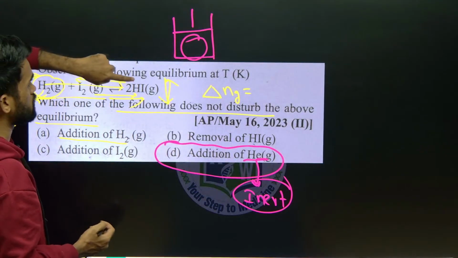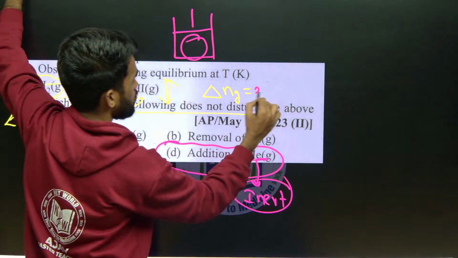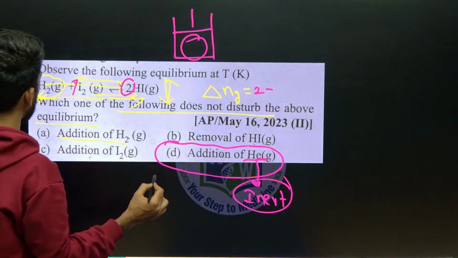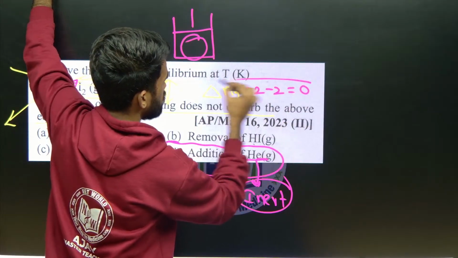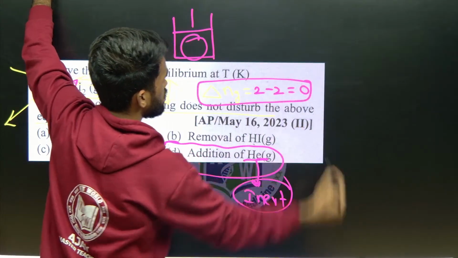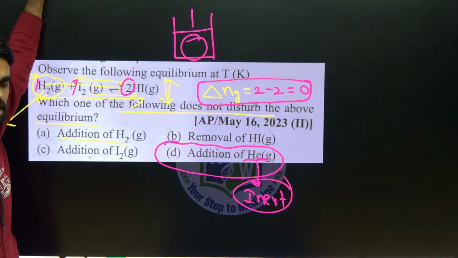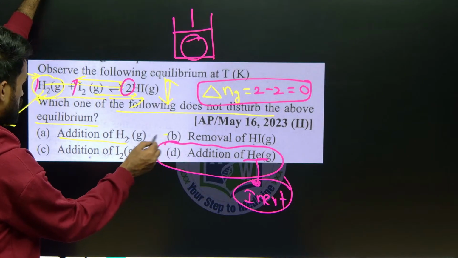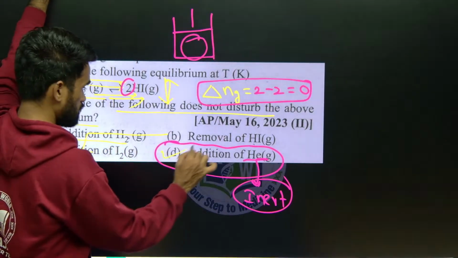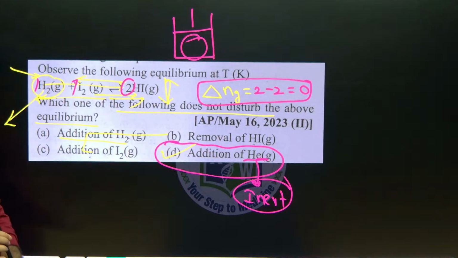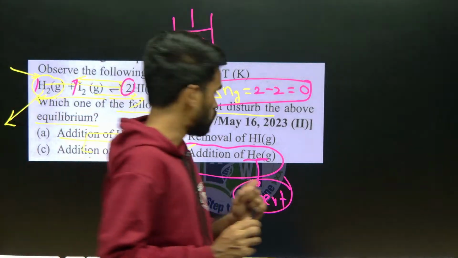So how many gaseous products are there? 2. How many gaseous reactants are there? 1 and 1. So you can say 2. So this will be 0. If delta Ng is 0, there is no effect of addition of inert gas. In all three other cases, A, B, C, there is some effect, but in D case, no effect. So option 4 will be your answer for the question. Okay, right.